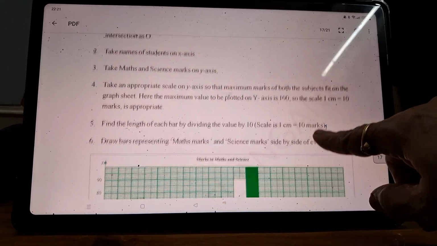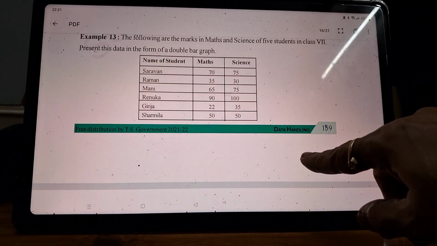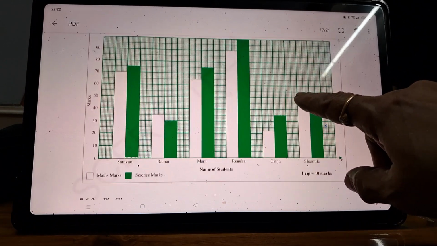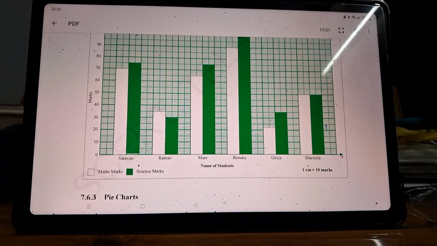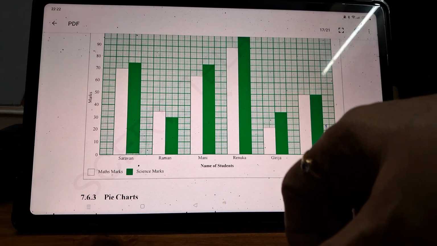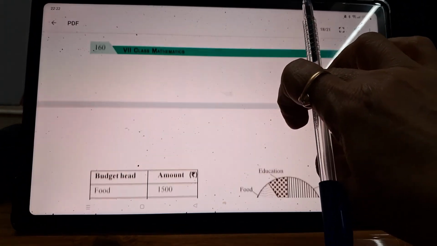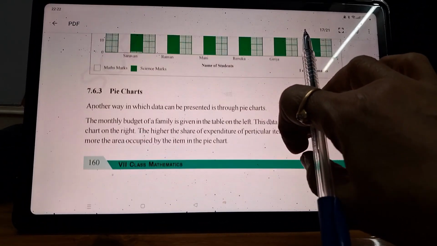Whatever values they have given here are represented here as they are, children. Please go through it and represent it in this way on your graph paper. Next, about pie charts, I'll do it.